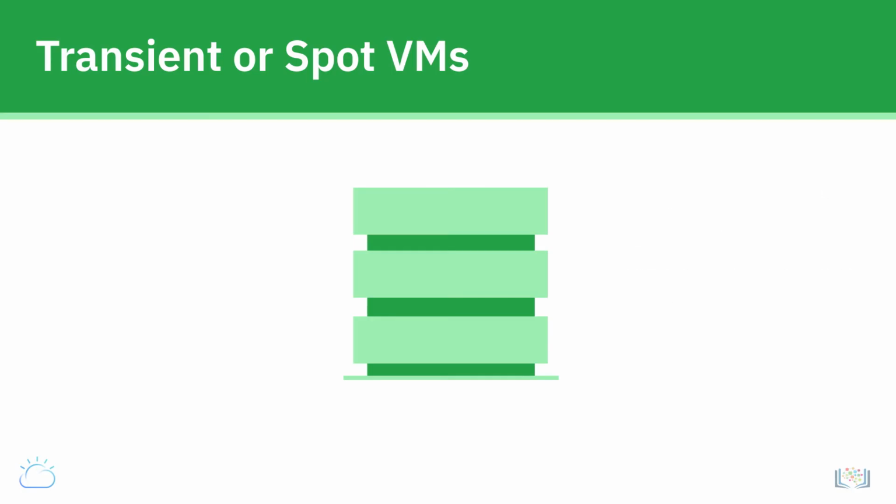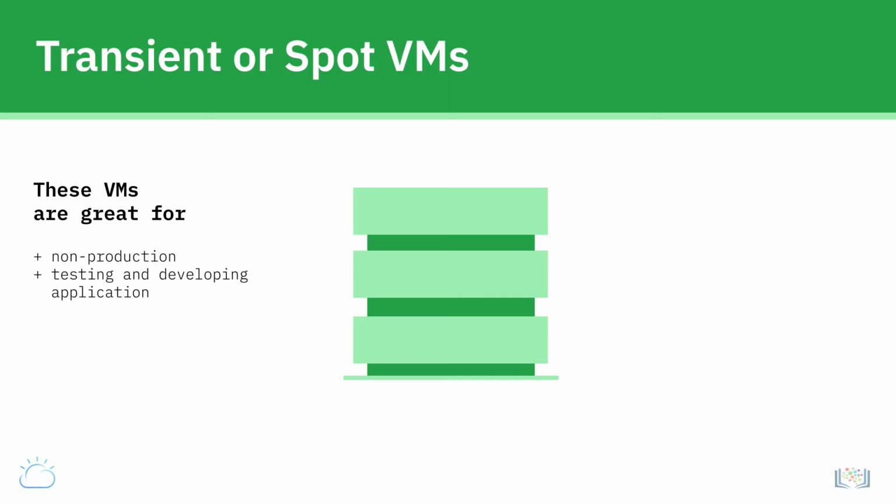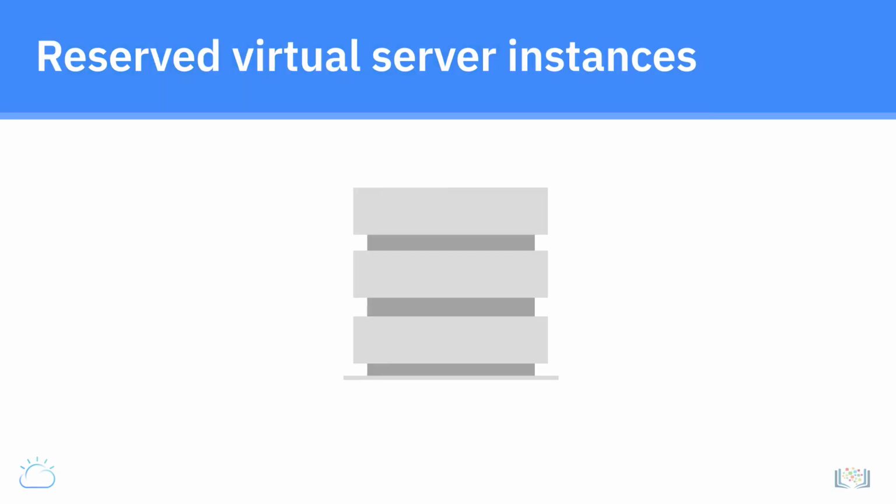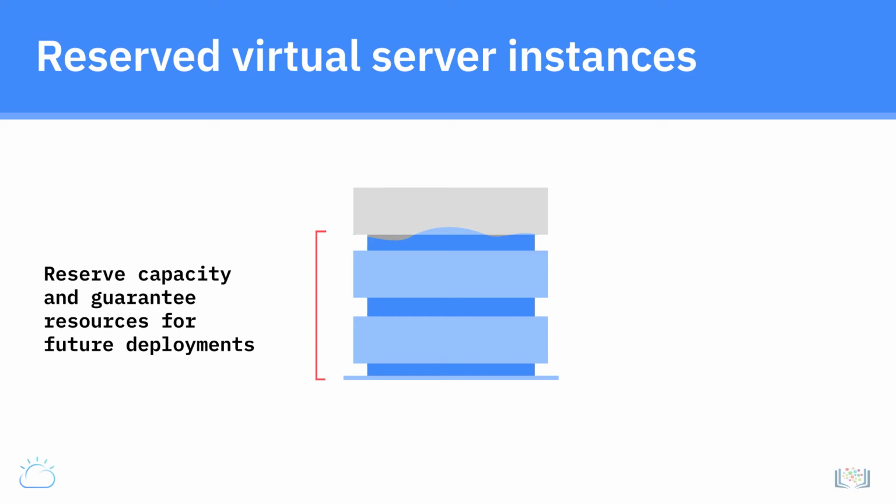Because you run the risk of losing these VMs when capacity in the data center decreases, these VMs are great for non-production workloads such as testing and developing applications. They are also useful for running stateless workloads, testing scalability, or running big data and high-performance computing workloads at a low cost. Reserved virtual server instances allow you to reserve capacity and guarantee resources for future deployments.